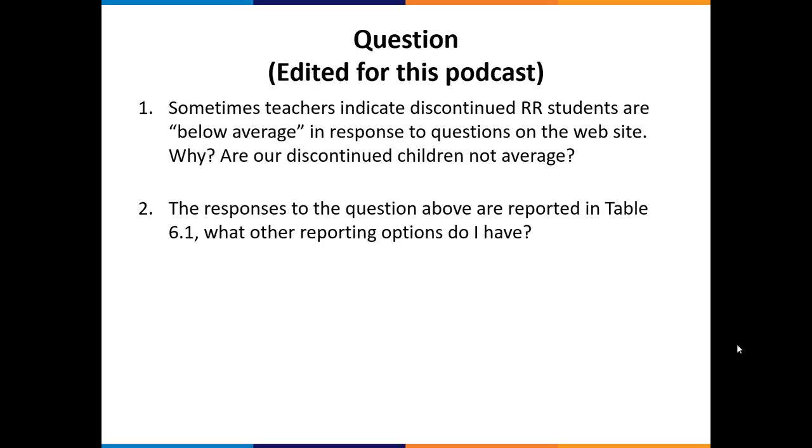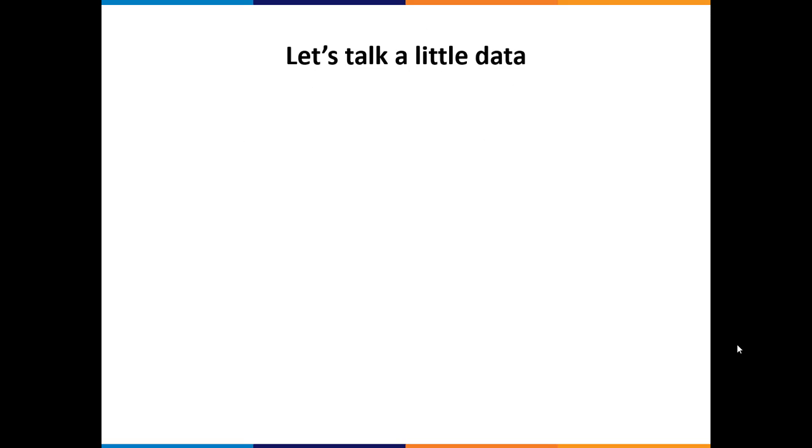Right along with that, the results in response to the question above are reported in table 6.1. What other reporting options do we have? Do we have other tables that we can use to confirm or compare what we're seeing in table 6.1? So let's talk a little data.